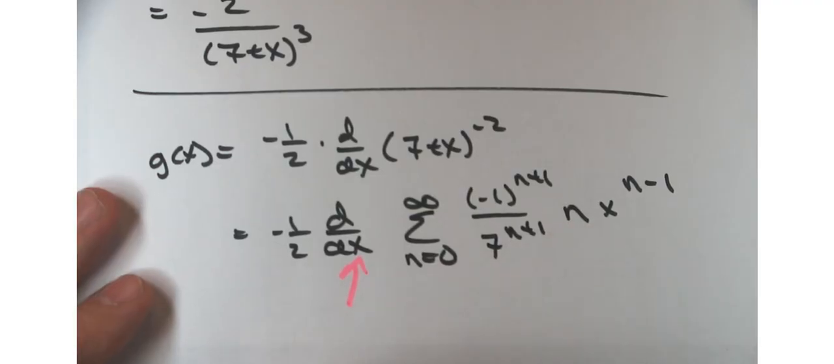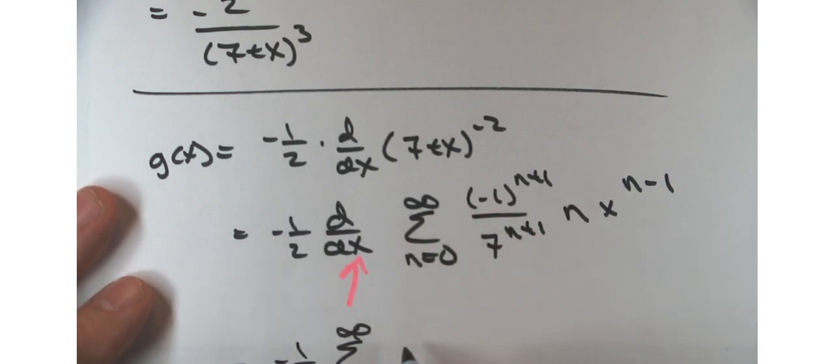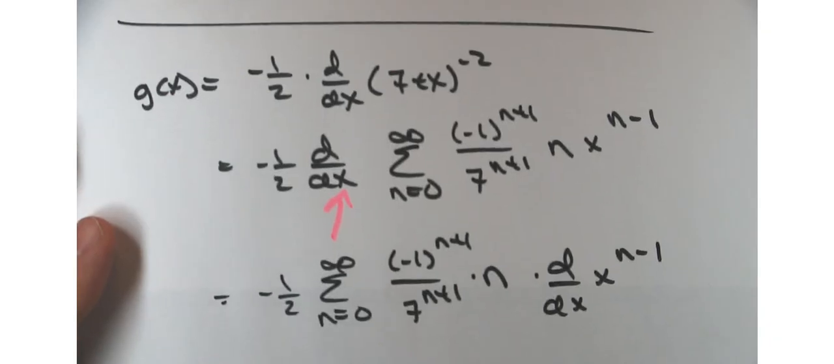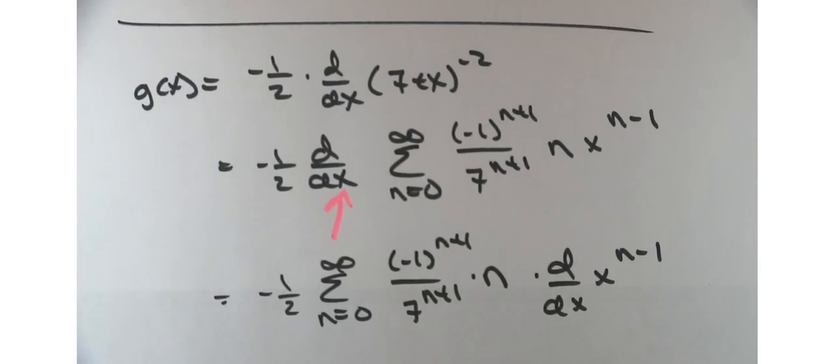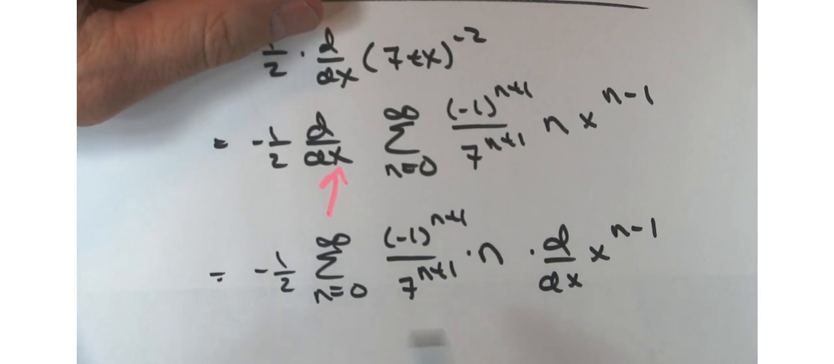So let's rewrite this as -1/7 times the sum from n equals 0 to infinity. All this stuff that doesn't involve the x is kind of like noise. So it's the sum from 0 to infinity of (-1)^(n+1) over 7^(n+1), times n times d/dx of x^(n-1). Okay, looking good there. Let's see if we can clean this up a little bit.